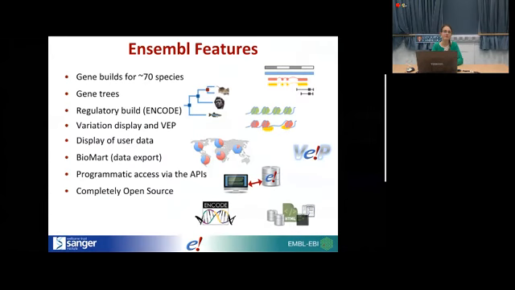We also have lots of different ways to display variation data, and we have a tool called the Variant Effect Predictor, or the VEP, which you can use to determine the effect of your own variants if you've done an experiment. We have lots of different ways to display your own user data. We have a tool called BioMart, which we use for data export. And we also have programmatic access. So apologies if this comes out as complete computer jargon. You probably don't need to know it, but we do have a MySQL database, which you can access programmatically via our Perl and REST APIs.